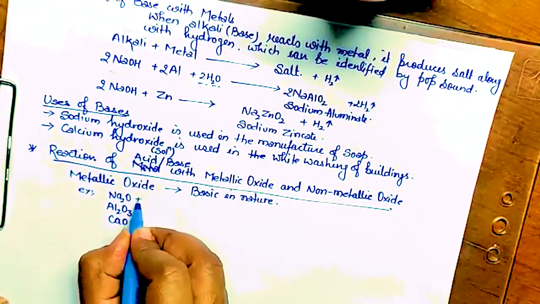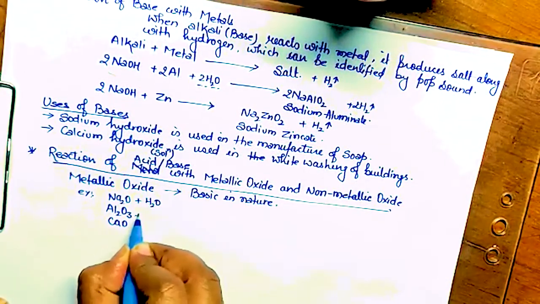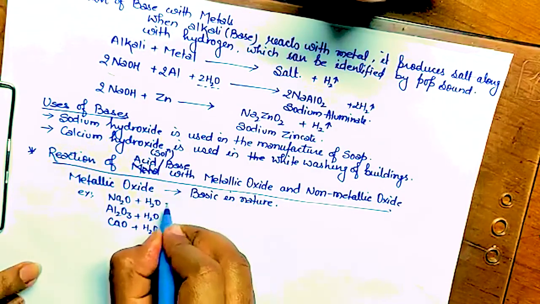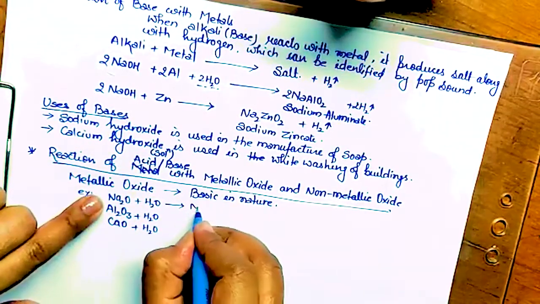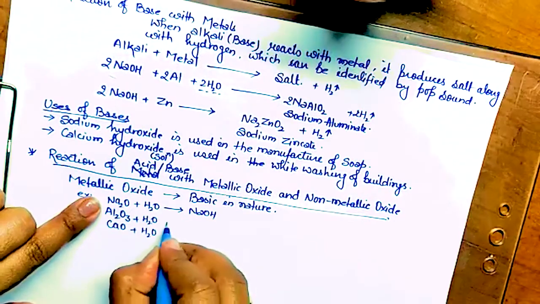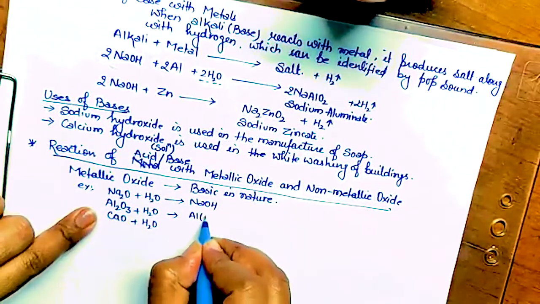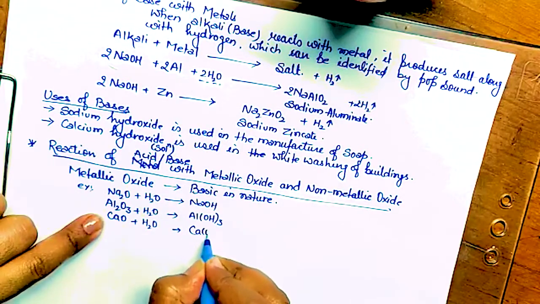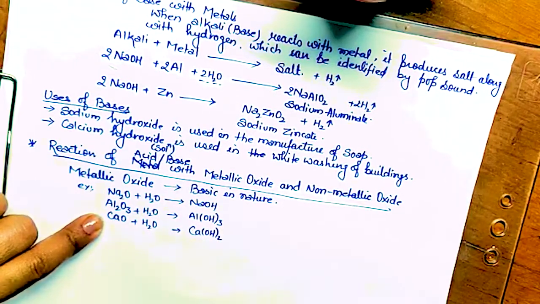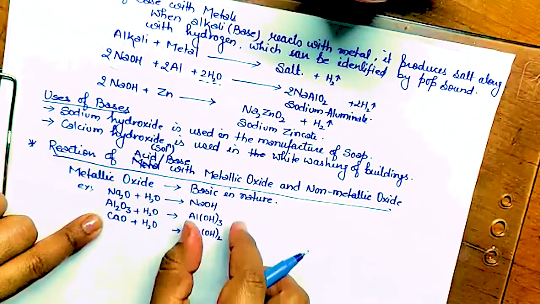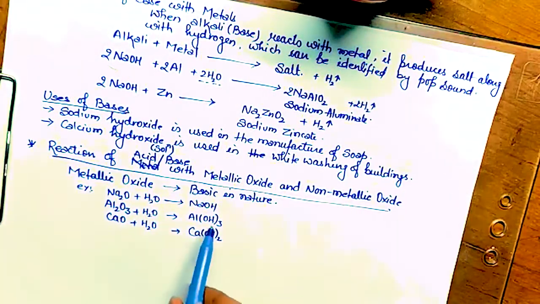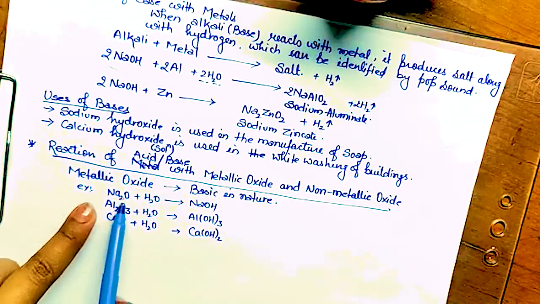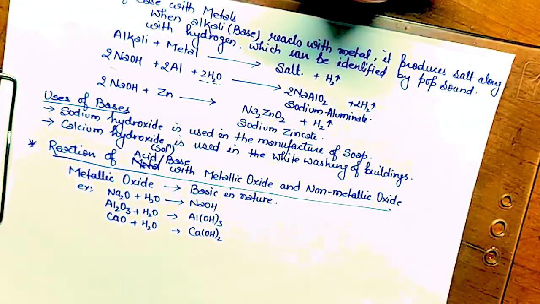So when you dissolve these metallic oxides in water, what do they form? NaOH. It will form Al(OH)3. This will form Ca(OH)2. Got it? So what are these? Now these are bases. Got it? Because they can liberate the OH minus ion. So in this way we can say that all metallic oxide solutions are basic.